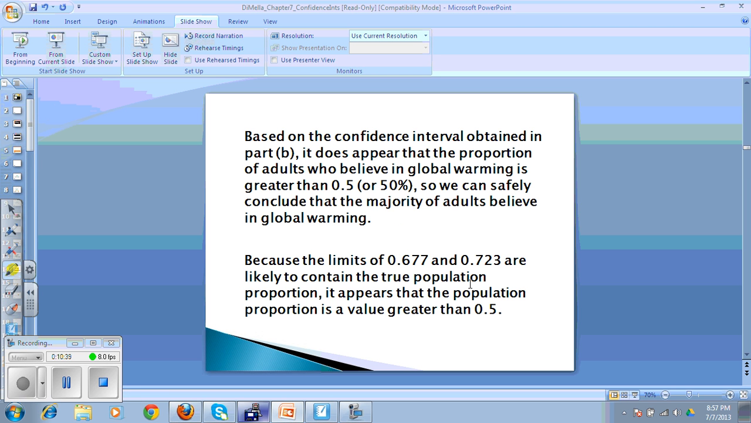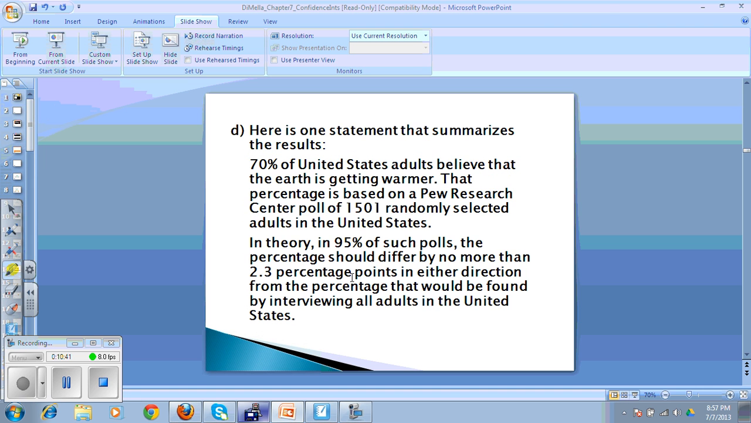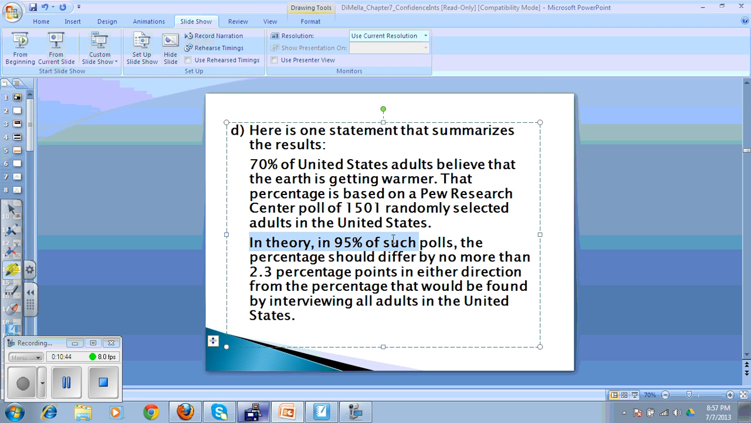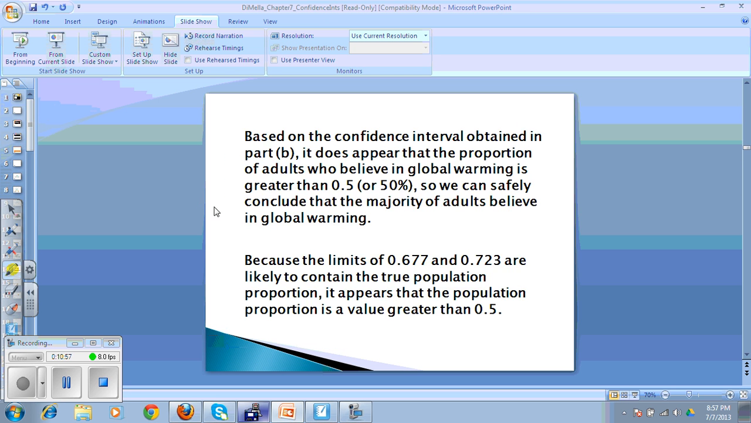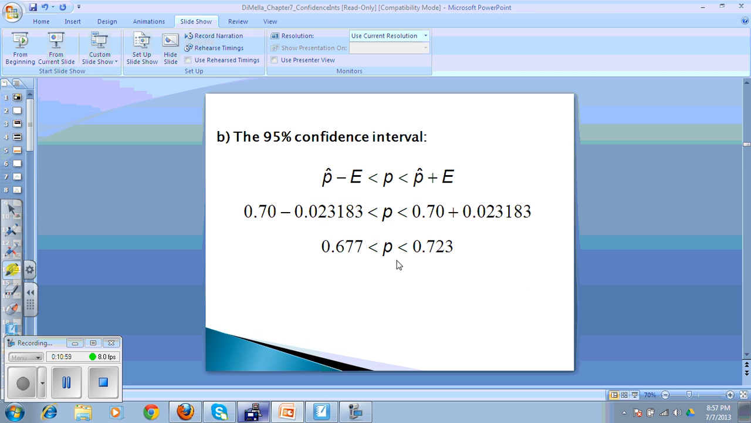It means that if I was going to repeat this over and over and over again, in 95% of the polls, the error should be no more than 2.3 percentage points, which means if I do this over and over again, the p-hat that I get will fall in between this range. So if I do it 100 more times, 95 p-hats are going to be in that range. That's what it means to be 95% confident.